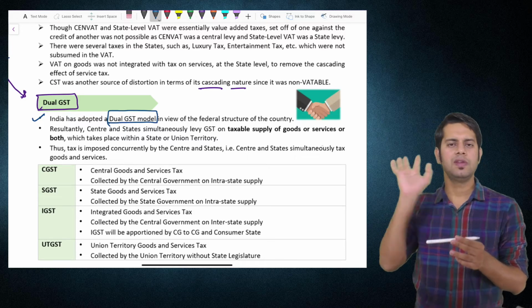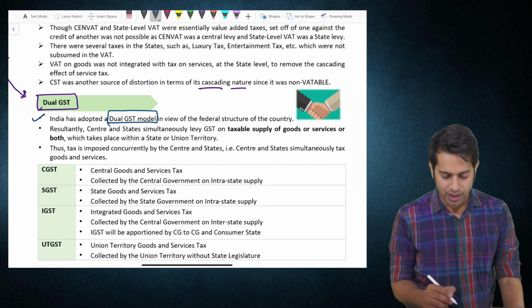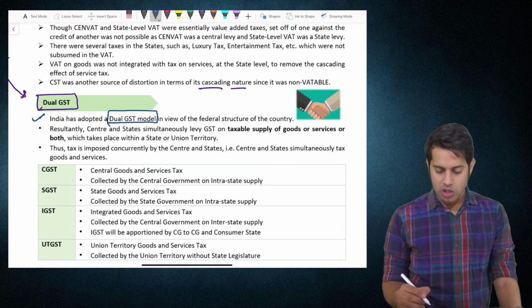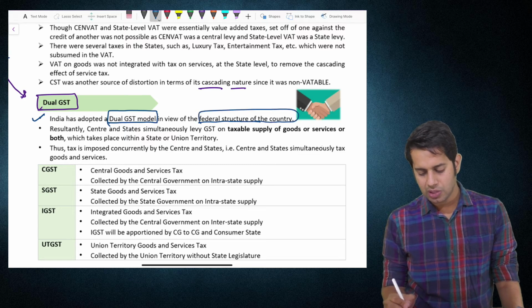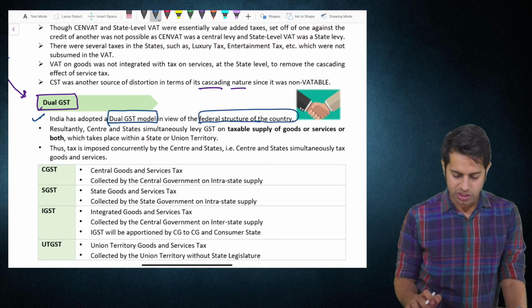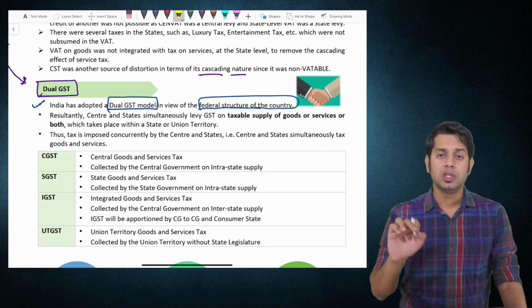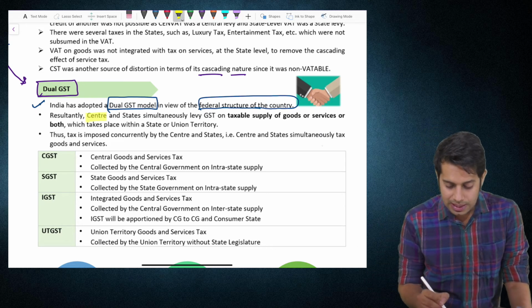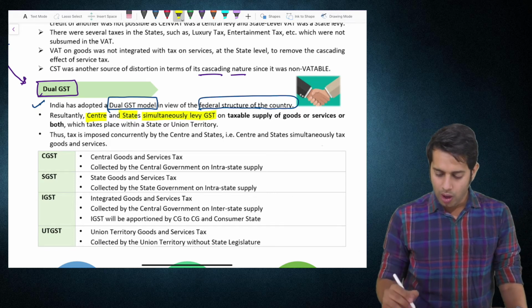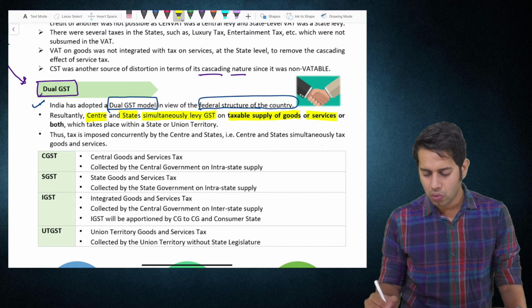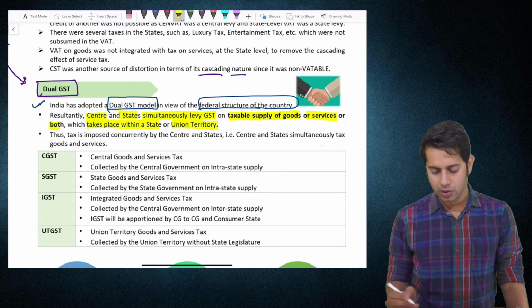No. Both of them will collect at a time on the same product for a sale of a particular product. India has adopted a dual GST model in view of the federal structure of the country. Because we have a federal structure, we have followed the dual GST model. Because of this dual GST model, the center and the state simultaneously levy GST on taxable supply of goods or services or both, which takes place within a state or a union territory.